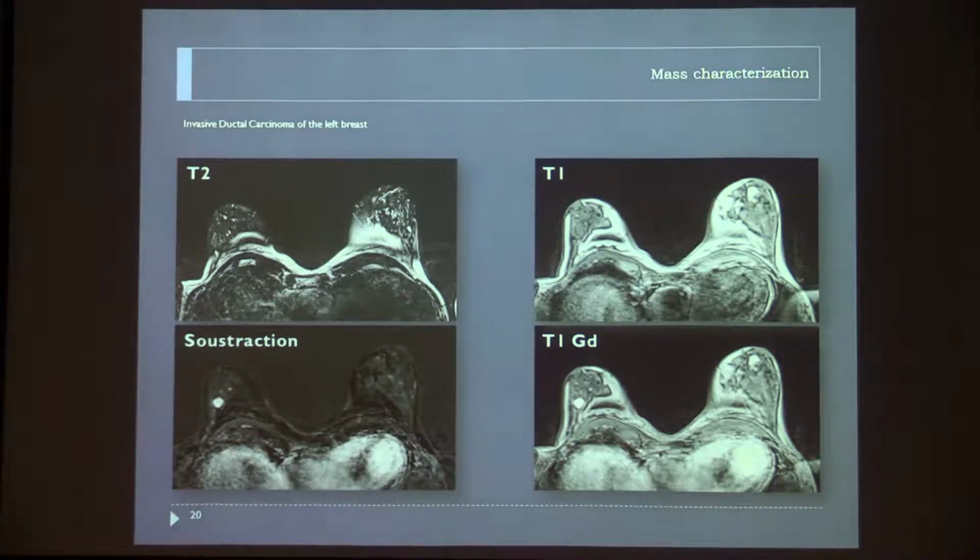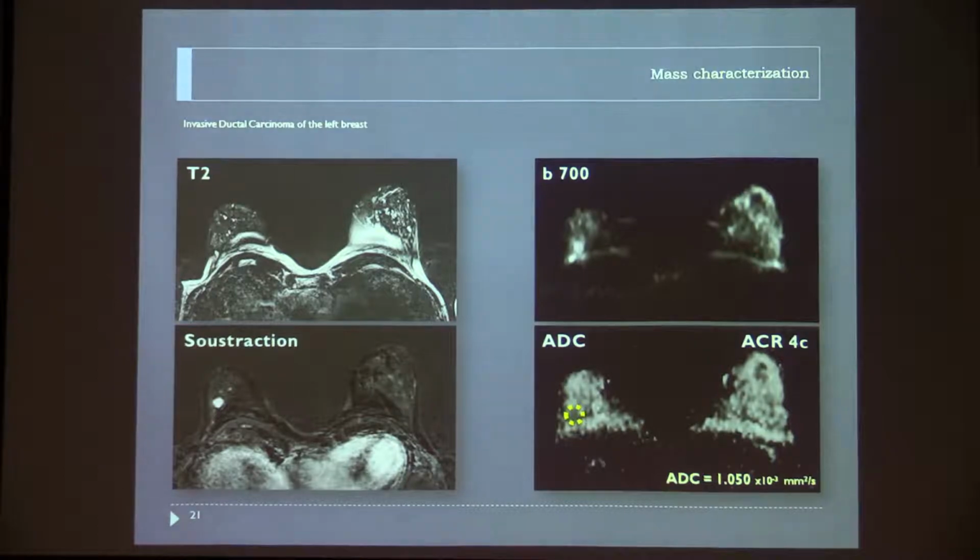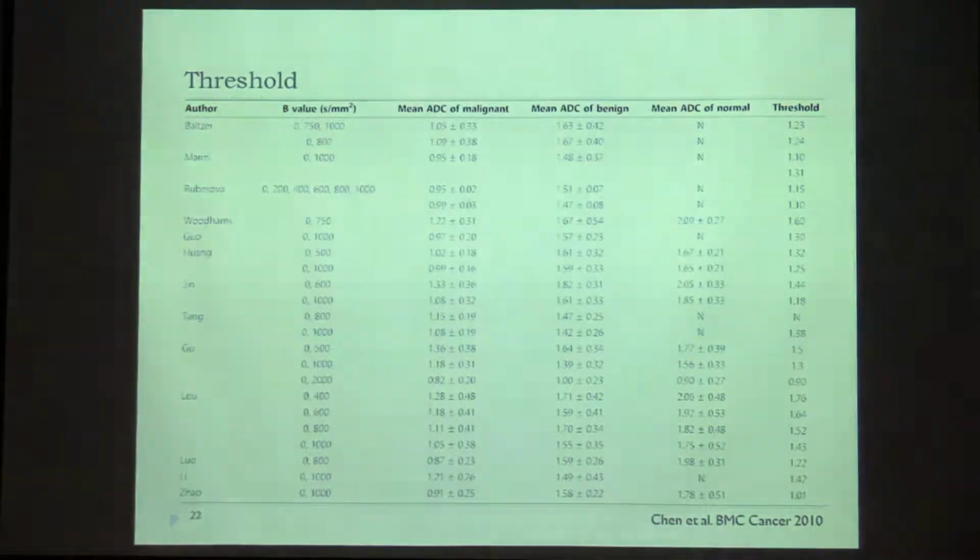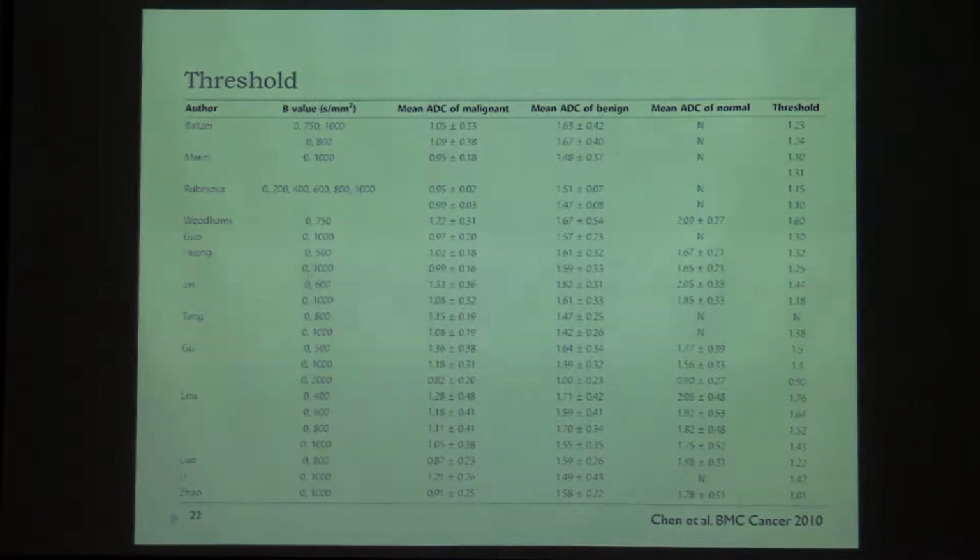What about characterization? For example, here you have this mass. Okay, this is a round mass, circumscribed mass, homogeneous. So maybe BI-RADS 3 or 4, I don't know. Here is the diffusion, and you can see the ADC is 1.0. So we need a threshold to distinguish benign and malignant lesion.